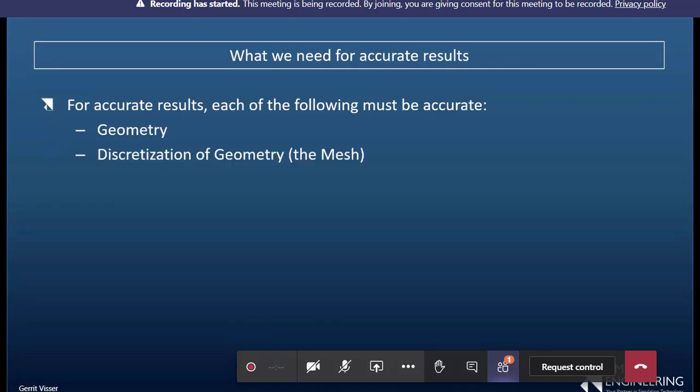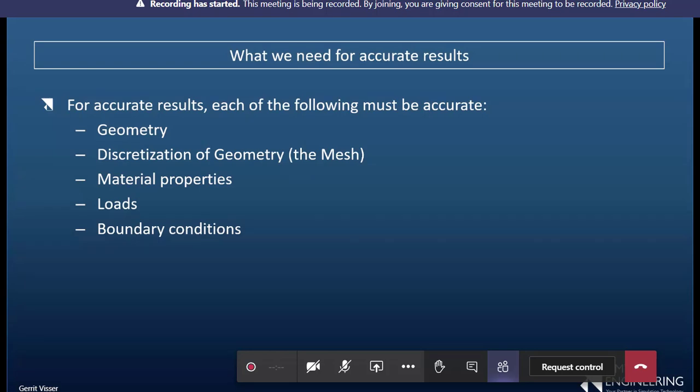Then the discretization of this geometry, because this is what we're solving, we're not solving the geometry. So this is a mesh. We also need accurate material properties, accurate loads, boundary conditions, that's correct. Unfortunately, there's no such thing as accurate or inaccurate. It's either right or wrong or reasonable at least. To be honest, that's one of the major causes I see of wrong results in finite element analysis, but that's a topic for another day again.